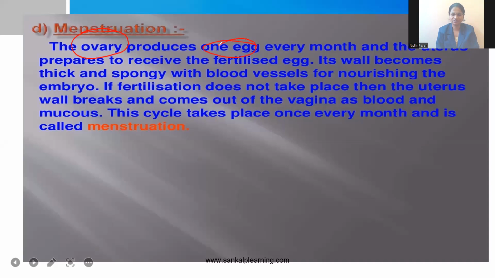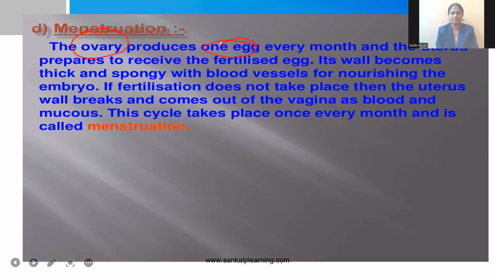To receive the fertilized egg, the wall of the uterus becomes very thick, soft and spongy, and the blood vessels increase. Blood vessels for nourishing the embryo will be more in that region, so that is why it becomes spongy. If fertilization does not take place, then the uterus wall breaks. No fusion of gametes. Then the ovum has to be removed from the body of the female.